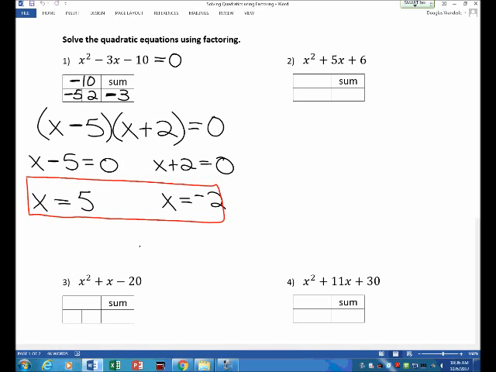I want you guys to take 10 minutes and try 2, 3, and 4. Just 2, 3, and 4, just this side at your spots.